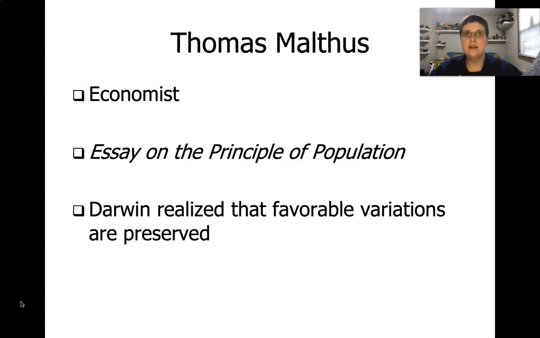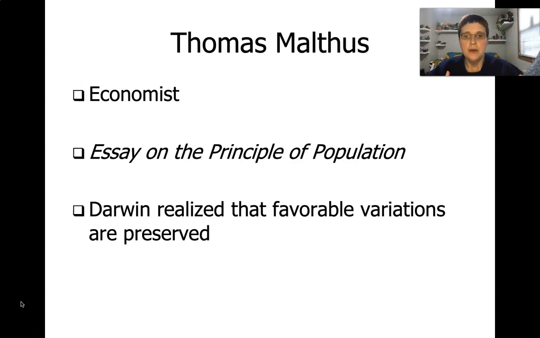Darwin came across this kind of by accident, but this was mainly written as far as human-type populations. And the idea is that populations grow faster than food and shelter and water supplies are available. And so the idea is that there's not ever going to be enough food, water, shelter available for the populations, and so there's always going to be somebody dying. That's the idea of Malthus's essay.